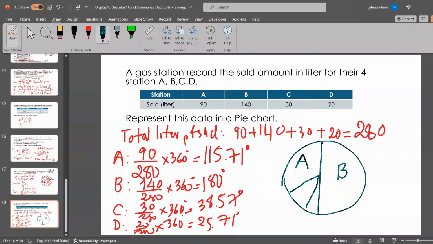Actually, to make it accurate, we need to use the protractor. But since this is a screen, let us zoom. Okay, this is C and this is D. All right, that's fine.